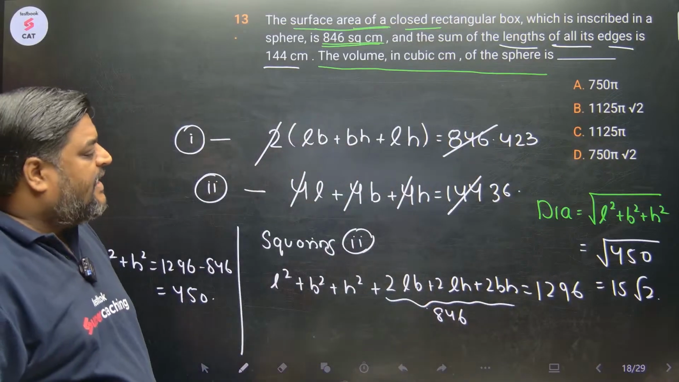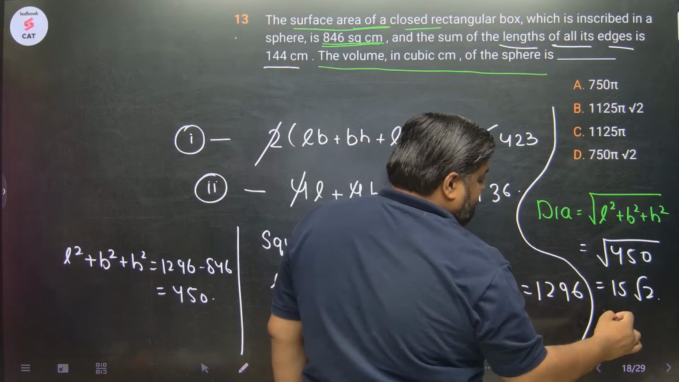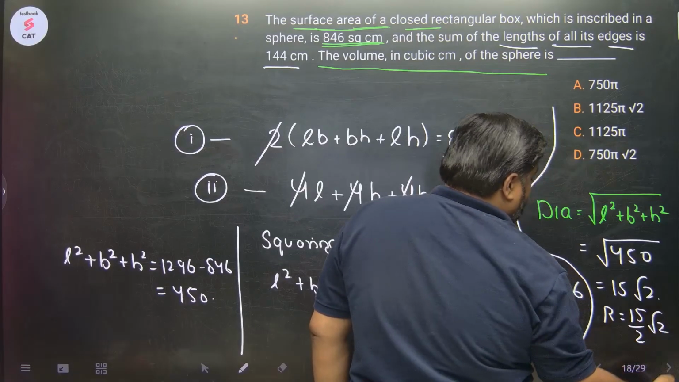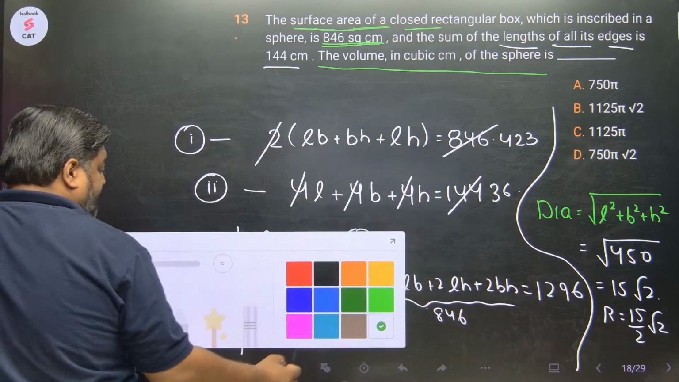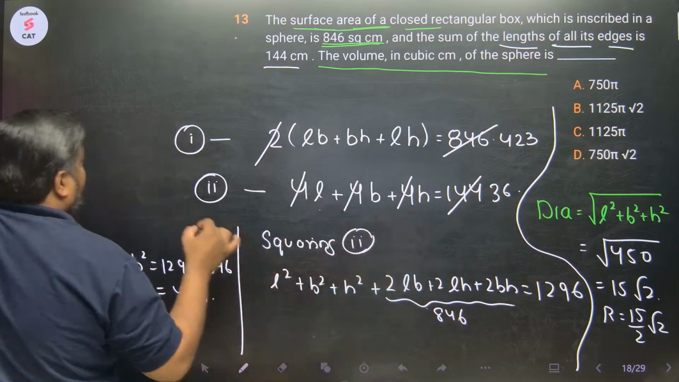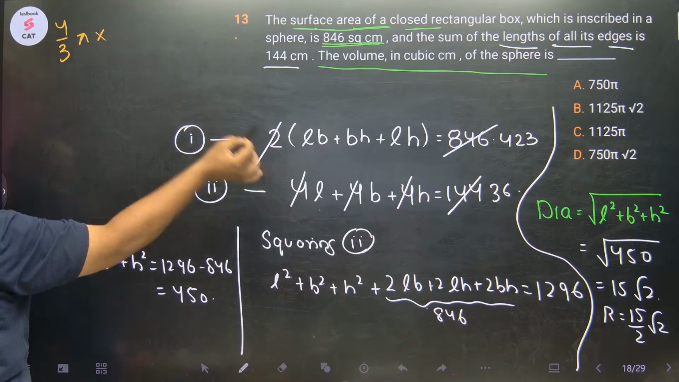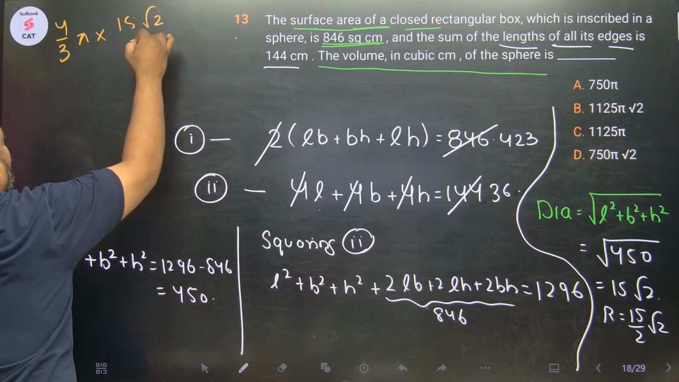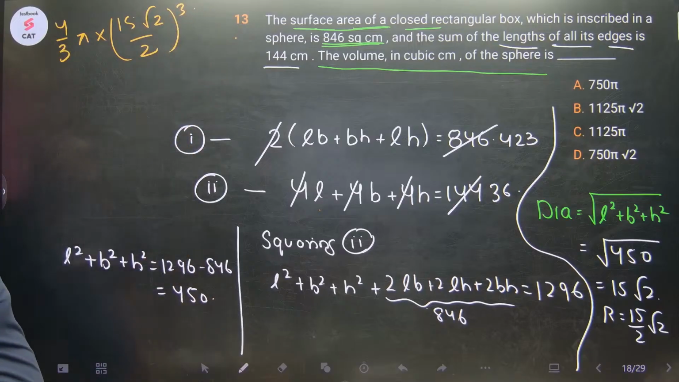So radius मिल गया आपको, radius is 15 by 2 root 2, and what would be the volume? The answer is 4 by 3 pi r cube. So 15 root 2 by 2 whole cube. This would be the answer.